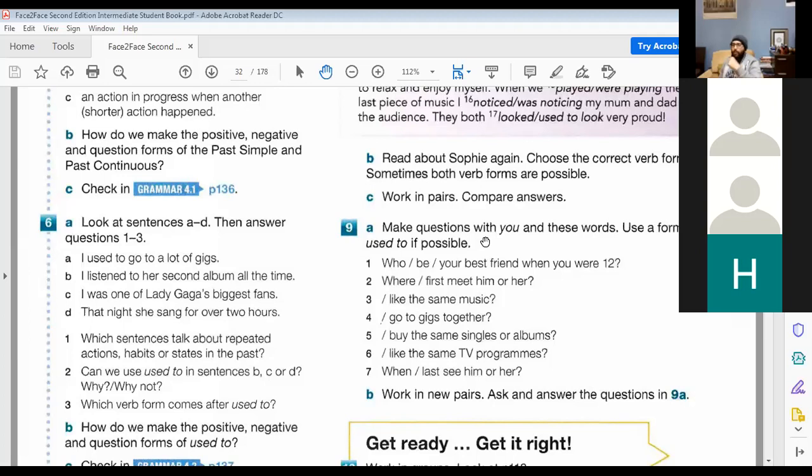But what's the difference between where did you first meet and where did you used to meet? What's the difference between these questions? Where did you first meet? Meaning the first time you see him. You didn't know him before. But where did you used to meet?